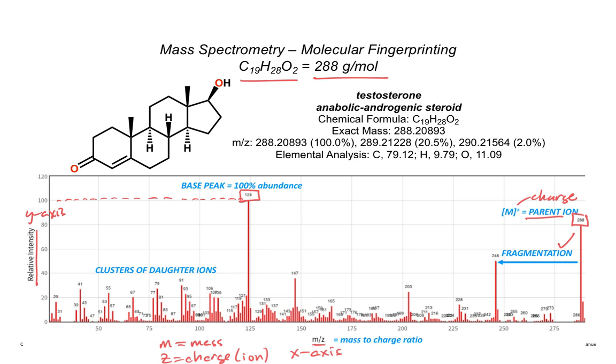In all of the rest of these little clusters here, you see there's a lot of these little clusters. Those are called daughter ions. So the daughter ions result from the parent.